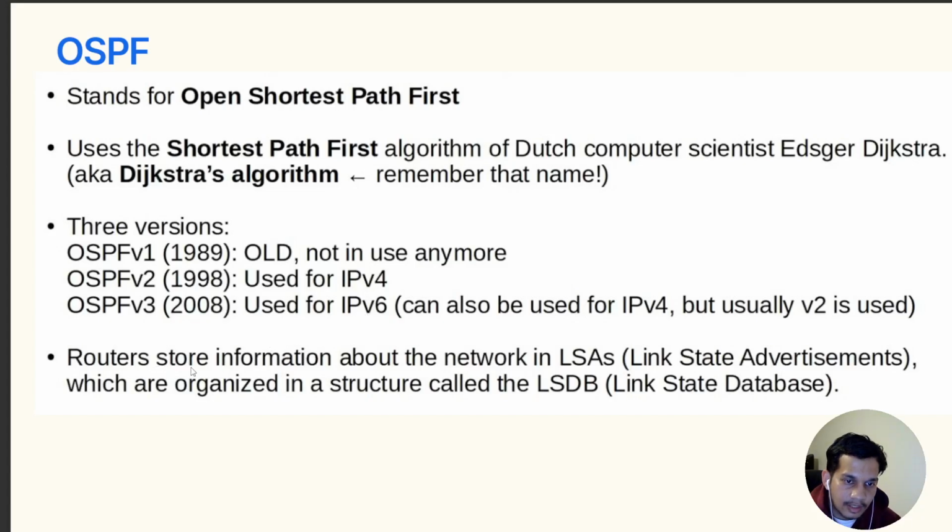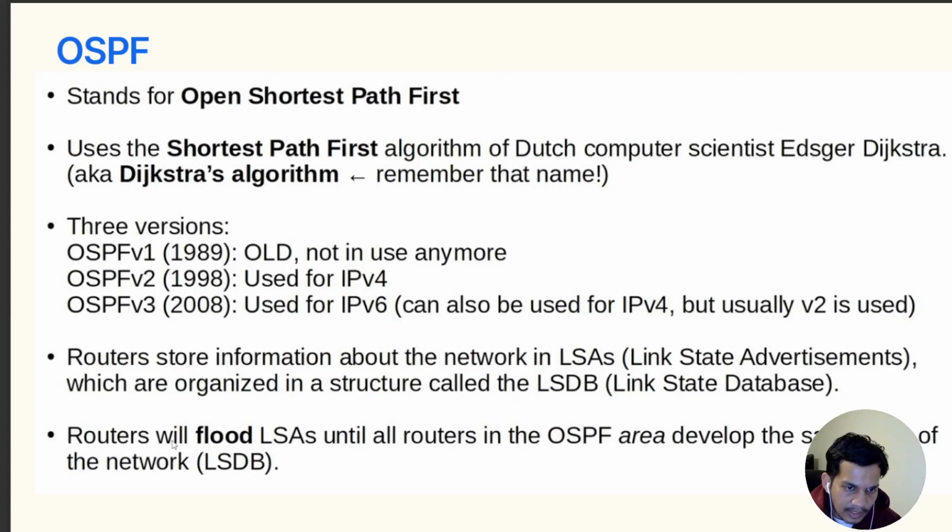Routers store information about the network in LSAs, which are link state advertisements, and then they advertise them to the whole network. These are organized in a structure called the LSDB, that is the link state database. Routers will flood LSAs until all the routers in the OSPF area develop the same map of the network, that is the LSDB.